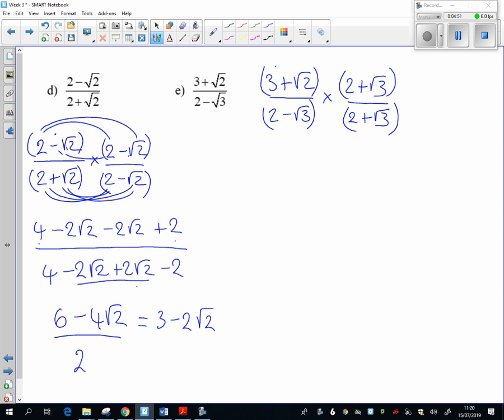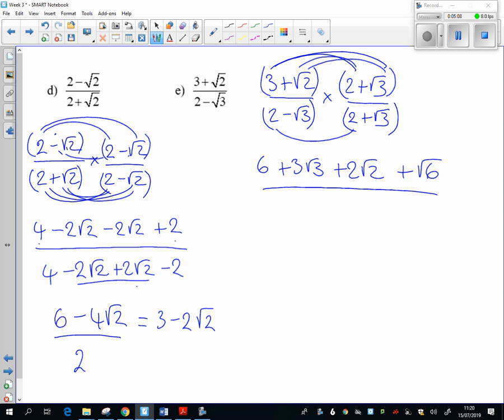So in the numerator, I've got 2 times 3, I've got 3 times root 3, I've got root 2 times 2, and I've got root 2 times root 3. In the denominator, I've got 2 times 2, I've got 2 times root 3, I've got minus root 3 times 2, and minus root 3 times root 3. Again, middle two terms are going to cancel, so if you didn't write those, that's absolutely fine.